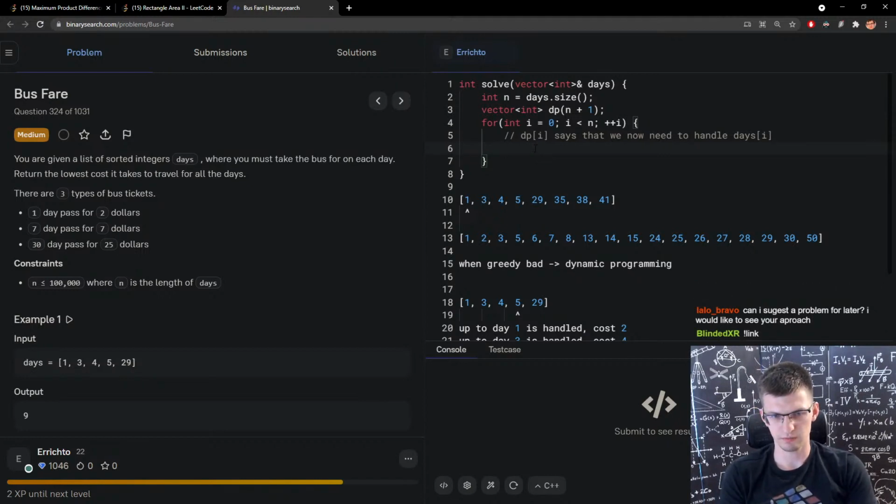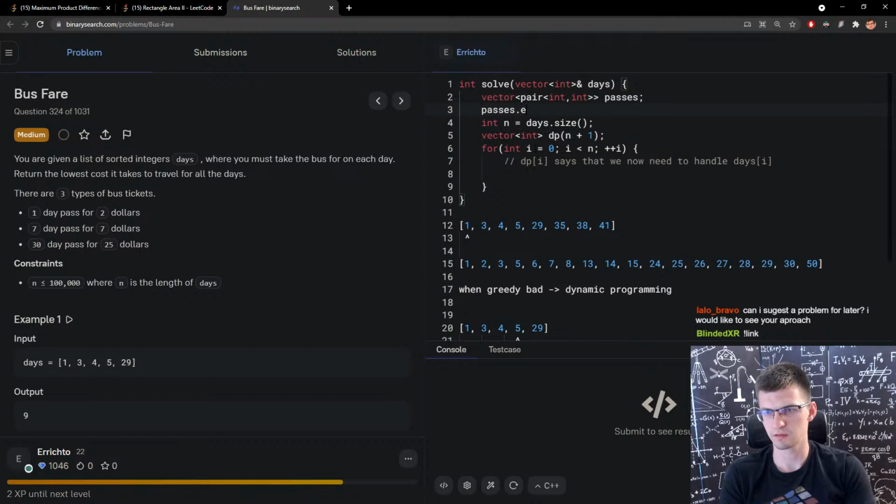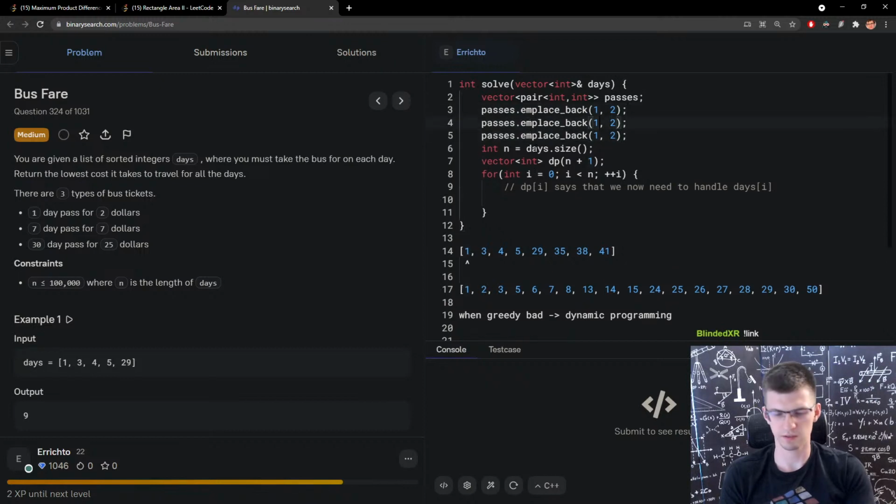And there are 3 possibilities. I don't want 3 separate pieces of code, so let's handle that with one for loop. There are, I don't know, passes. There is a 1-day pass for $2, 7-day pass, 30-day pass for $25.